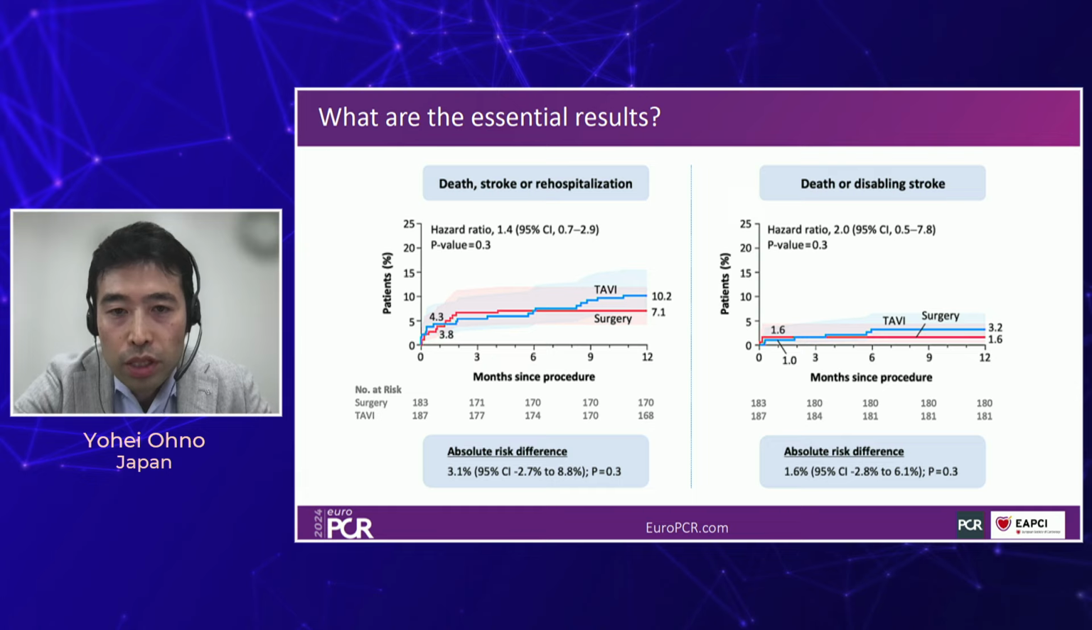What the study showed, although a relatively small number of patients were enrolled, with more or less 180 patients each. As for the primary endpoint, death, stroke, or rehospitalization, the two arms, TAVI and surgery, were comparable. And as for death or disabling stroke, statistically, there was no difference between the two groups.